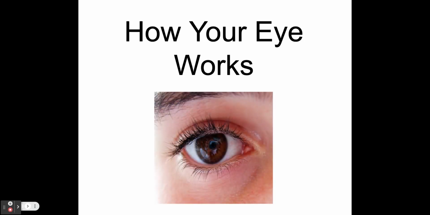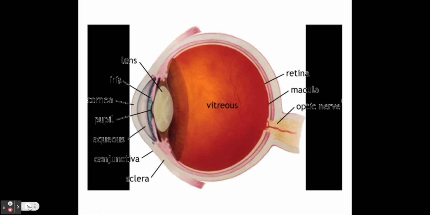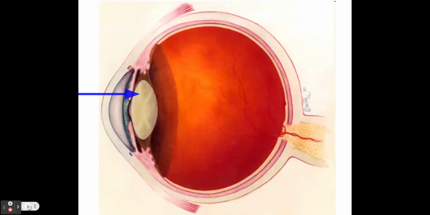So, a little bit about the anatomy of your eye. You've got some of the obvious things: the eyelid, the pupil, the iris, and the sclera. The inside of the eye, the anatomy of the inside of an eye, it's a little bit hard to read this, but the most important part of the inside is the retina. That's going to be one of the key parts of your eye that's involved in what you see.